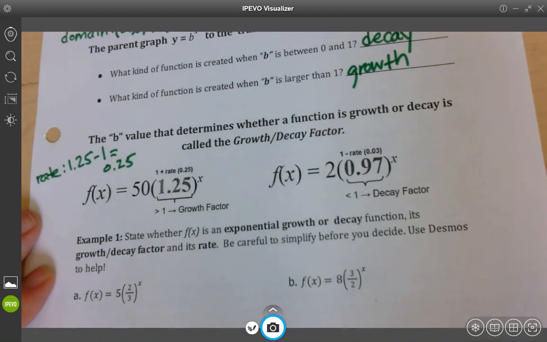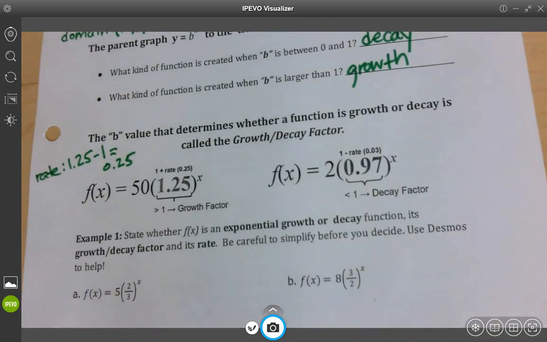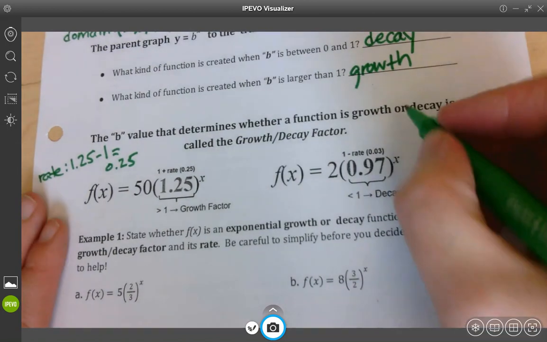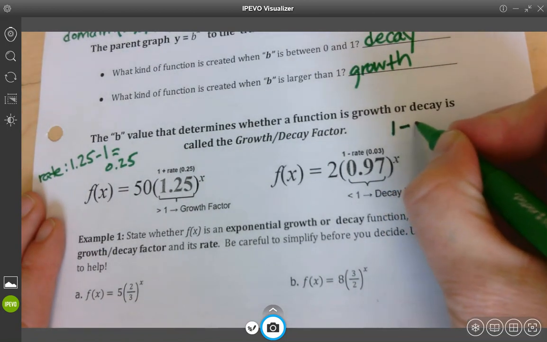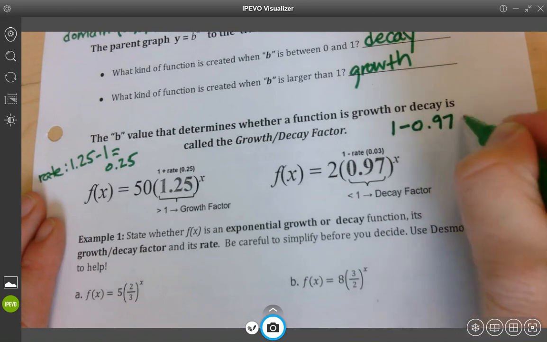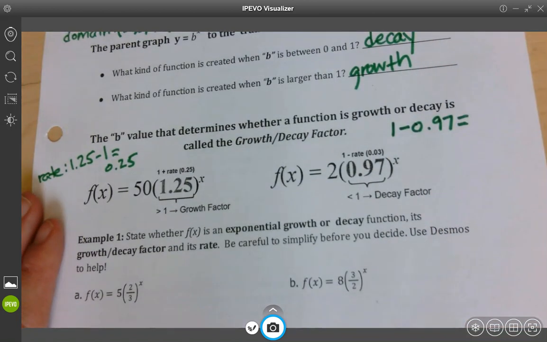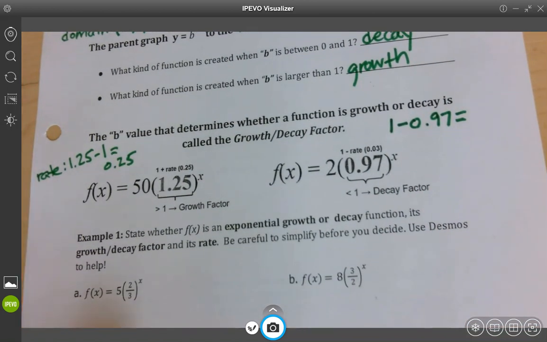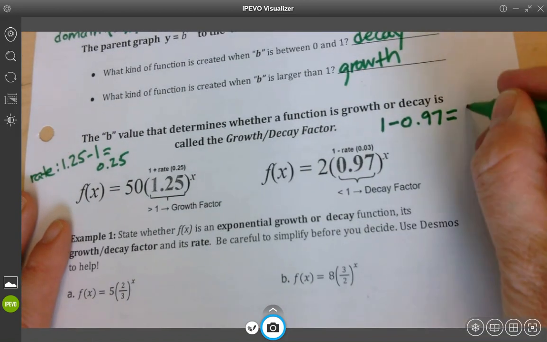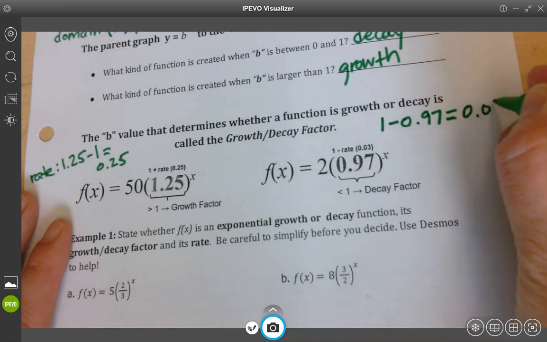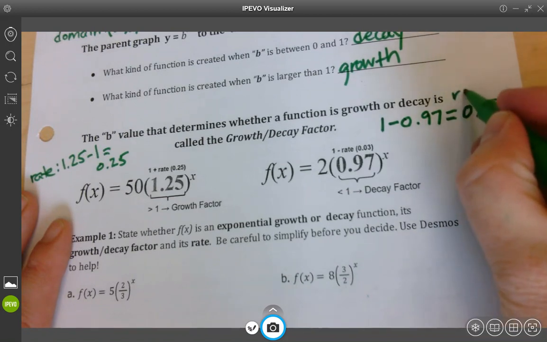And then in this case, it's going to be 1 minus 0.97. All right, sorry. So I said 1 minus 0.97, which is how much? 0.03. Let's think about that. Which is it? 0.03? Okay. 0.03. And that's the rate.